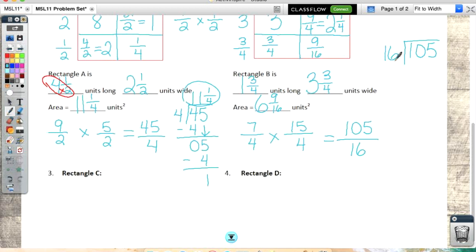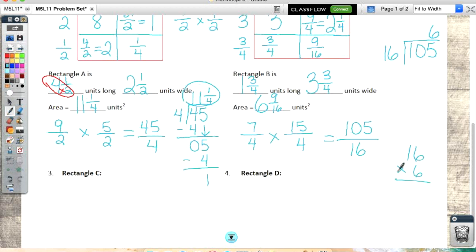Now I know it's going to be a 6, and I know 16 doesn't go into 10, so I'm going to put a 6 up there. But if I didn't know it was a 6, I could probably figure that out. Because 7 times 15 is 105, so 7 times 16 would be too big, right? So down here, I'm going to do 16 times 6.